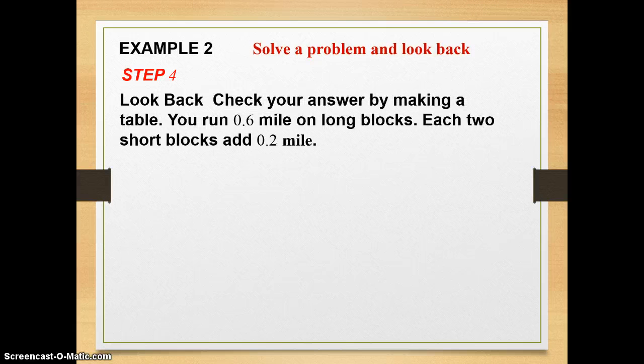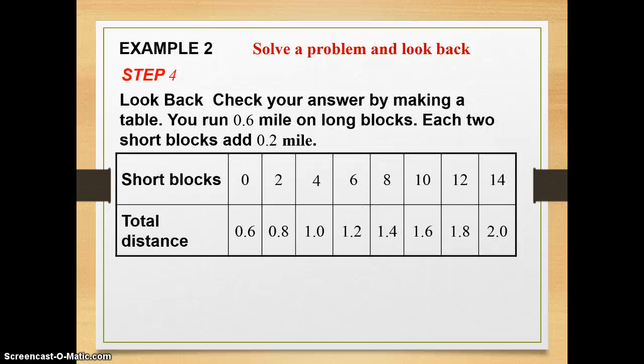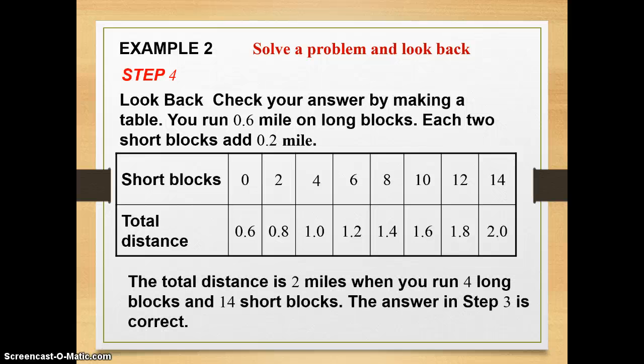Step 4, we want to look back and check your answer by making a table. You run 0.6 miles on long blocks. Each 2 short blocks add 0.2 miles. The total distance is 2 miles when you run 4 long blocks and 14 short blocks. The answer in step 3 is correct.